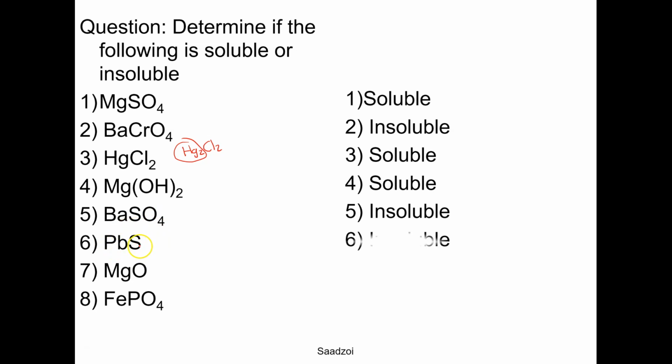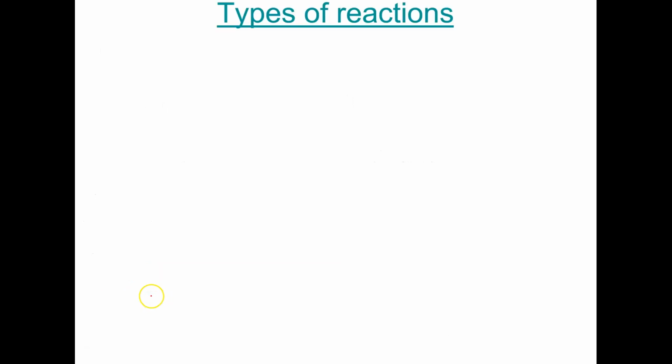-2s are insoluble, so that's what we're going to go with. Not group 1 or ammonium, so focus on the anion. -2 charge, so it's going to be insoluble. Once again, same rule, focus on the anion. -3 charge, it's going to be insoluble.